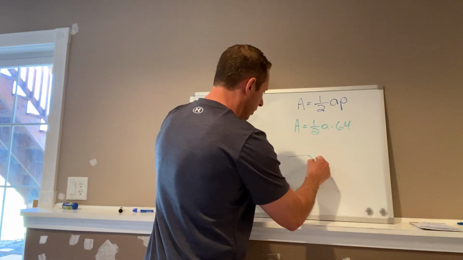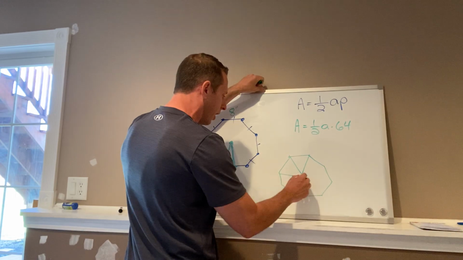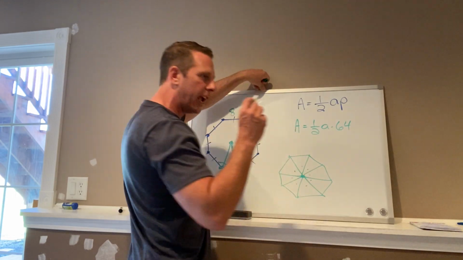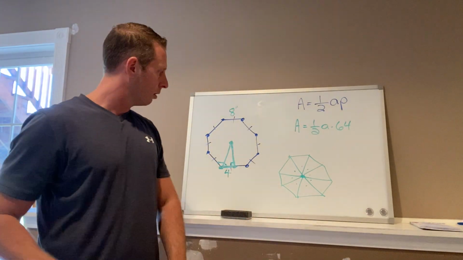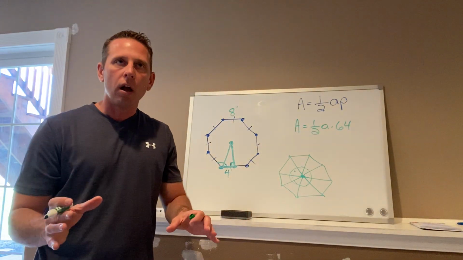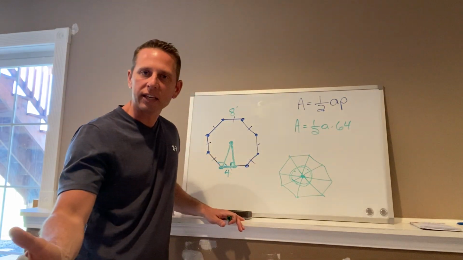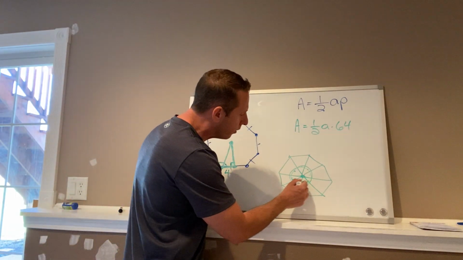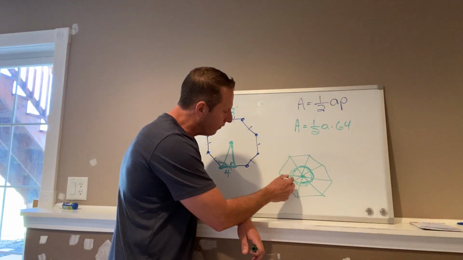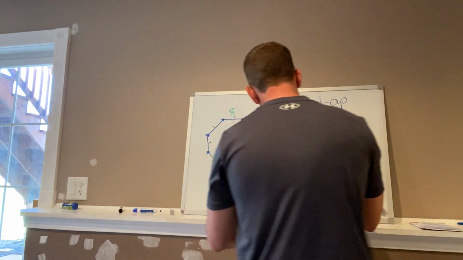I'm going to draw an octagon. 1, 2, 3, 4, 5, 6, 7, 8, right? How many triangles can I draw in there? All those central angles. 1, 2, 3, 4, 5, 6, 7, 8. So if there's 8 of them, they all have to add up to a full circle, 360. So then each one of those angles is 45 degrees.